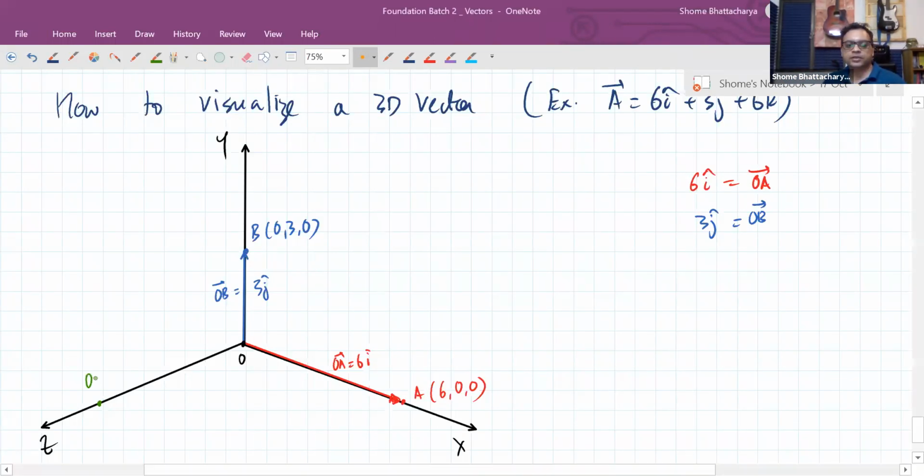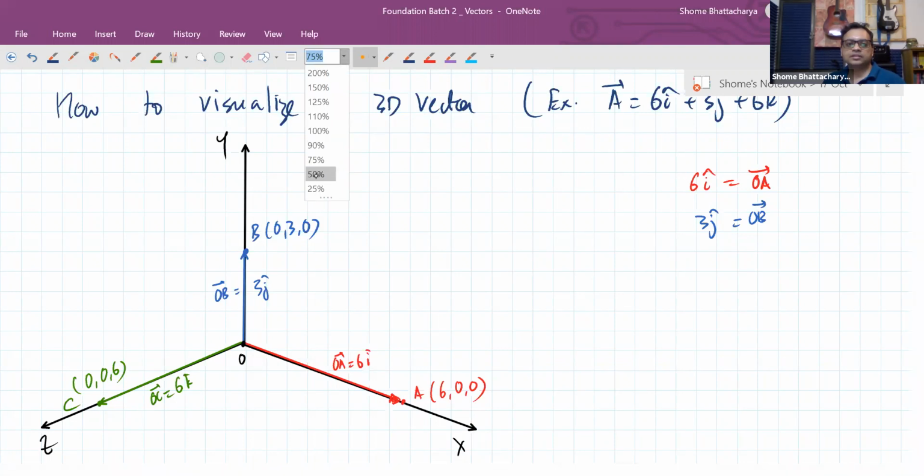So we have this point 0, 0, 6. Let's say this is point C. So then you can see that this vector OC is nothing but 6 k cap.